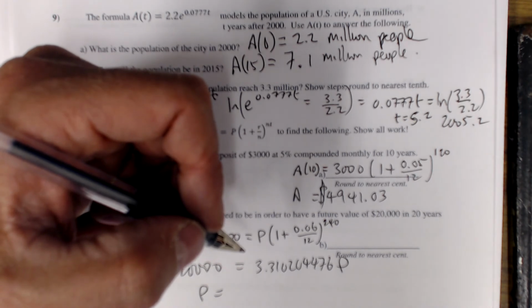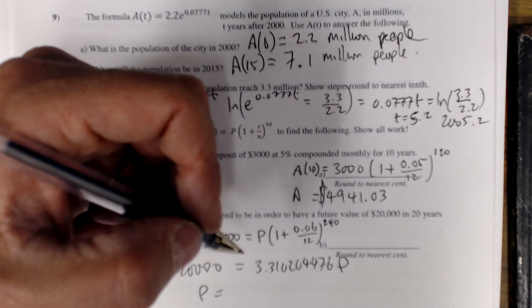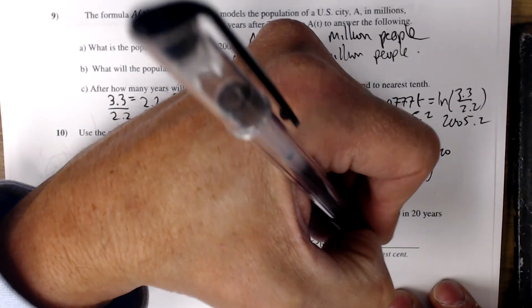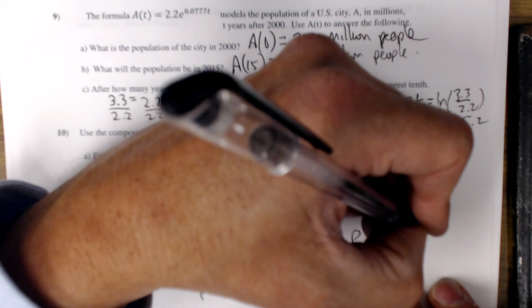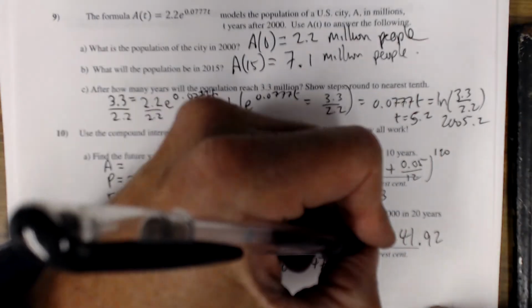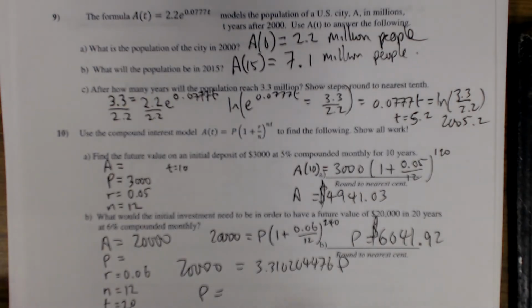So 20,000 divided by 3.310244476, and that gives me that my initial investment would need to be $6,041.92. That's pretty cool. So look, my money almost tripled in 20 years. Not bad.